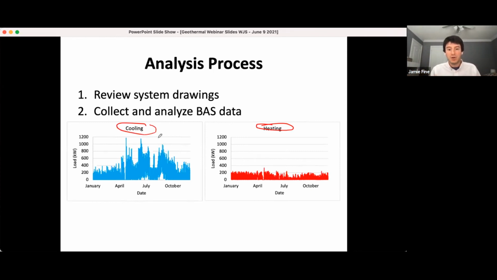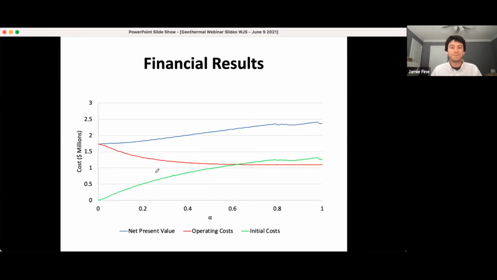So as you can see, notice that this is the same scale. You have 1200 kilowatts and 1200 kilowatts over here. Notice how much higher that cooling demand is. This kind of leads back to what Seth was talking about with ground thermal imbalance, which I'm going to talk about in a second. So step two, analyze building automation system data to understand what the loads are that are needed for the ground source heat pump, and then go through the optimization process that Seth discussed before.